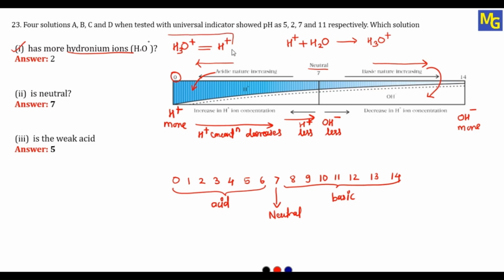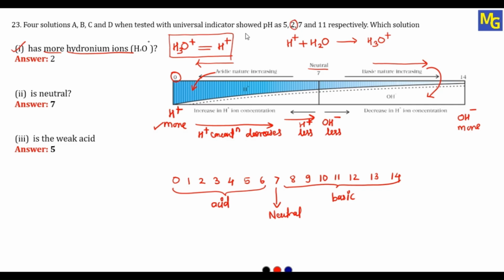Now see the first question. It has H3O plus ions, they are saying. H3O plus ions are more, means H plus ions are more. If H plus ions are more, if you see this diagram, it will be acidic. And if it is acidic, its pH should be from 0, 1, 2, 3. So if you see your question, here it is 2. So 2 is the answer for the first one.